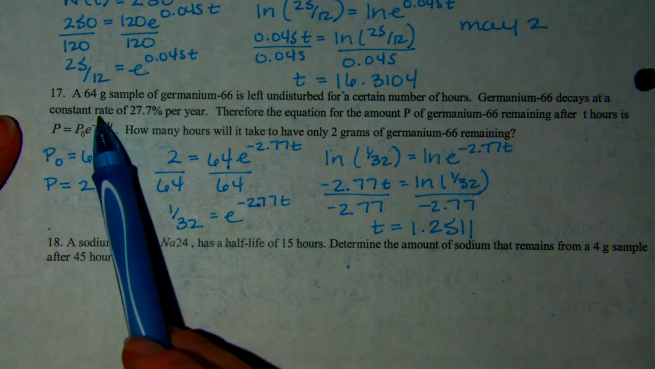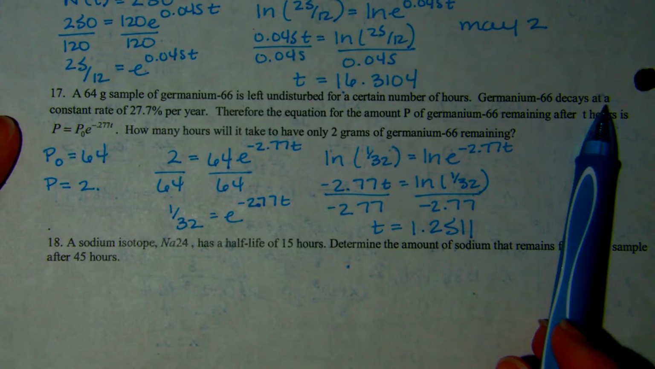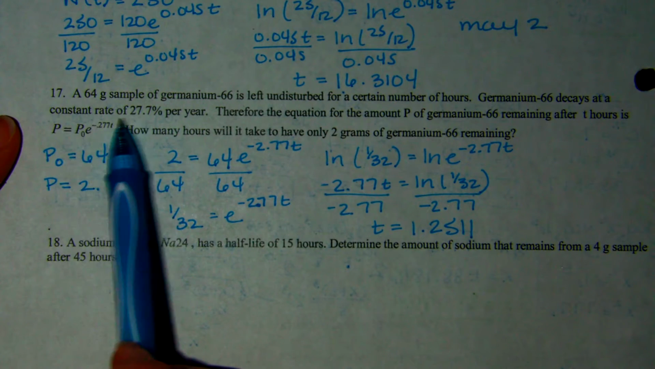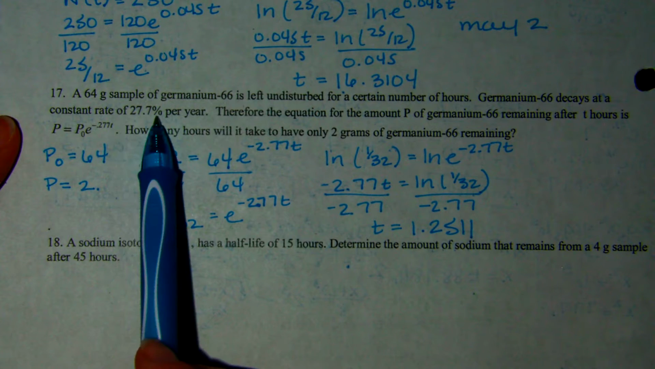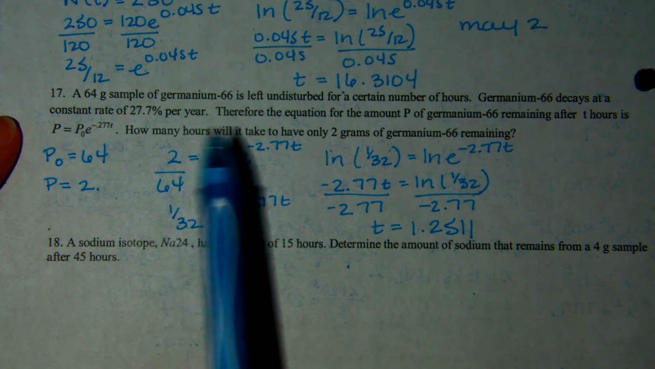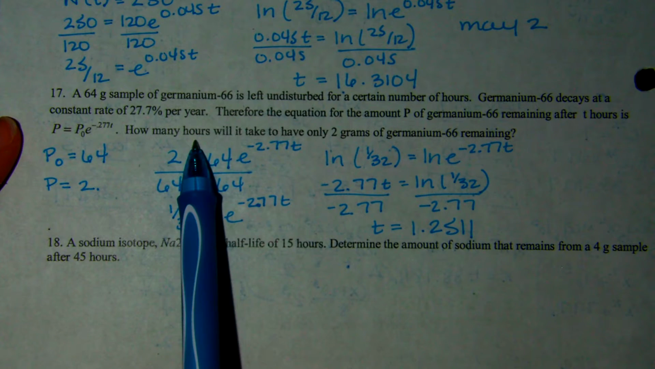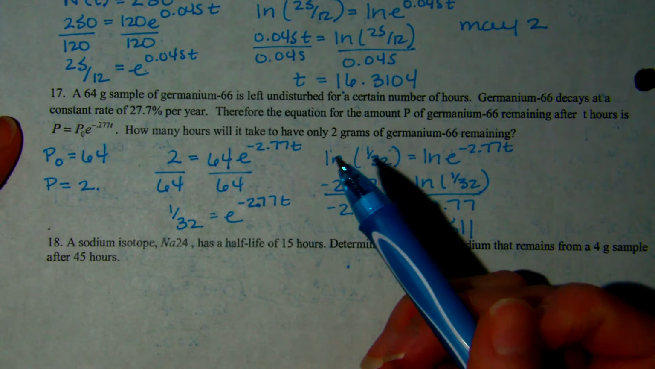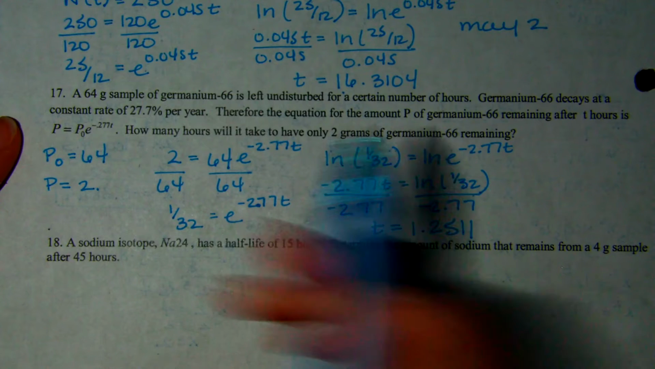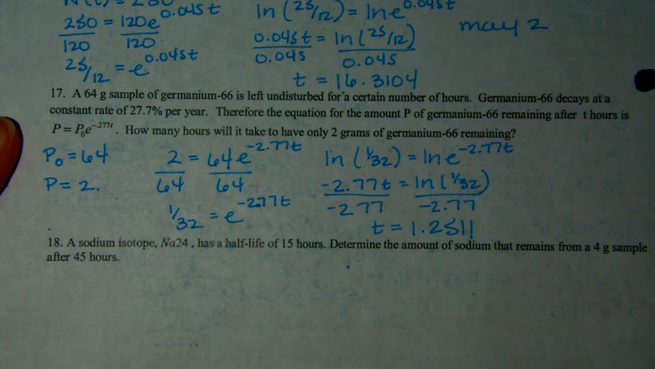So they said it decays at a constant rate of 27.7% per year. And then they want to know how many hours. I'm going to go with this was a typo, and we're going to call this years. You did like 2.77 or 0.207.